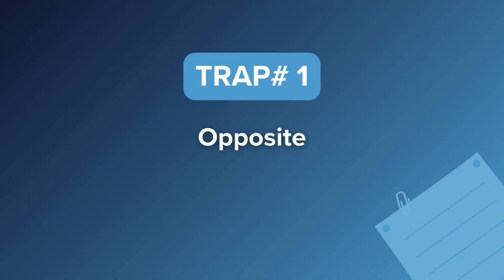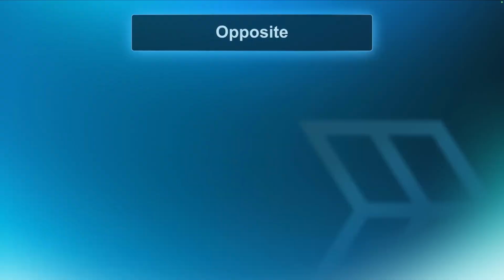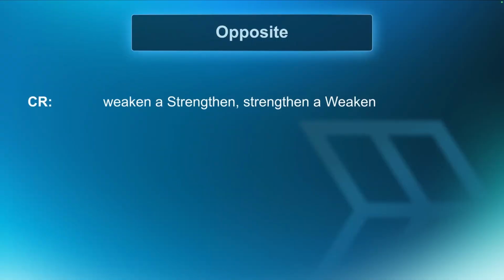GMAT verbal wrong answer choice number 1 is the opposite answer choice. This answer choice is the exact inverse of the correct answer. Now, you might think that this answer would be very obviously incorrect. Why would you fall for the most wrong answer? But the opposite answer trap is surprisingly tricky. In critical reasoning, usually the opposite answer choice shows up in the form of a weakener on a strengthen question or a strengthener on a weaken question, essentially the correct answer to a different but still test realistic question.